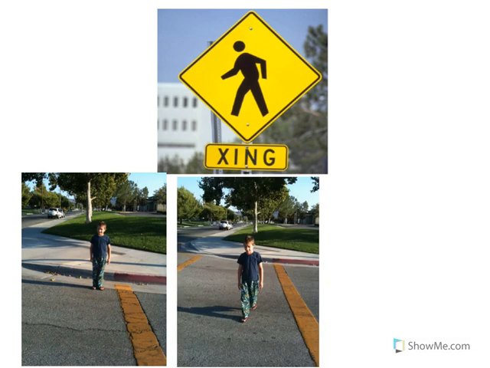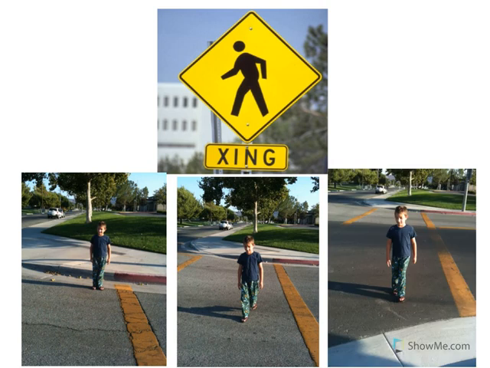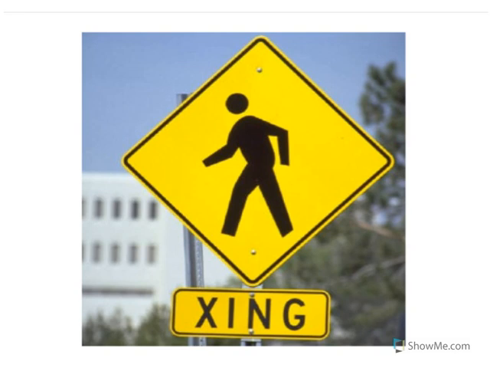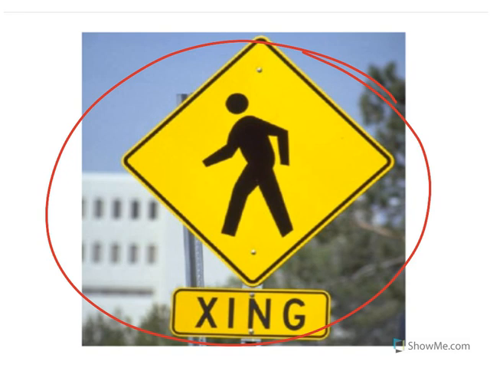Walk across the street. Good, now we've made it across the street safely. Pedestrian crossing. It means it's okay to cross the street there after you've checked and made sure there are no cars coming.